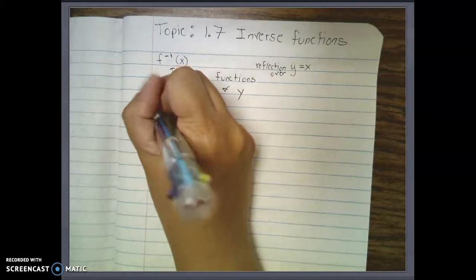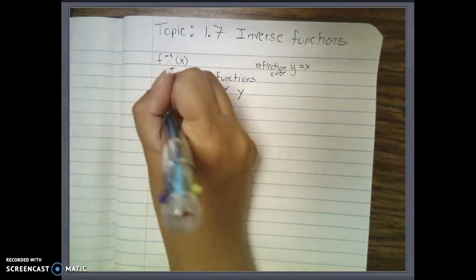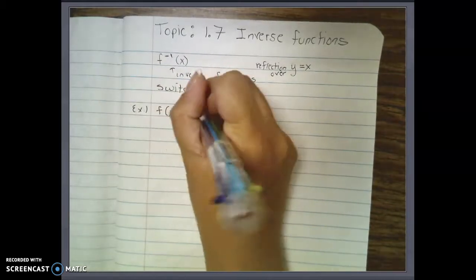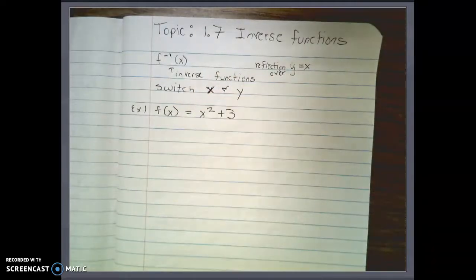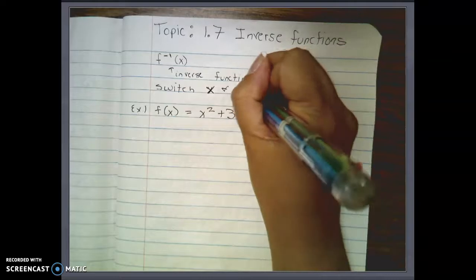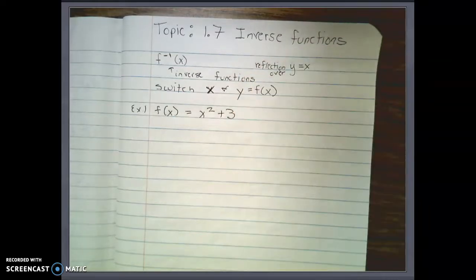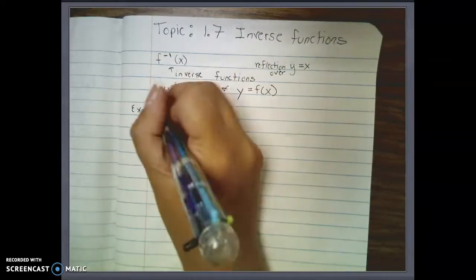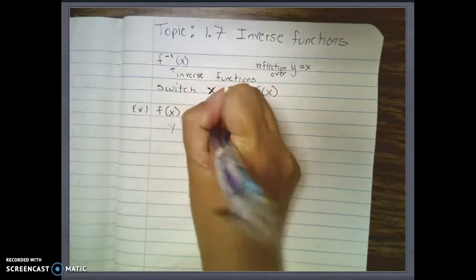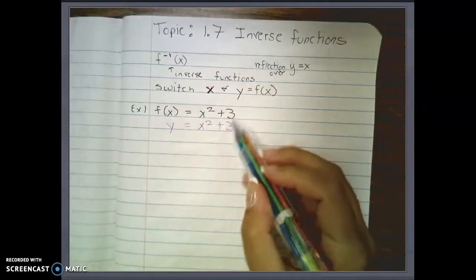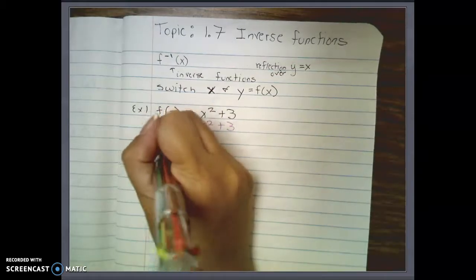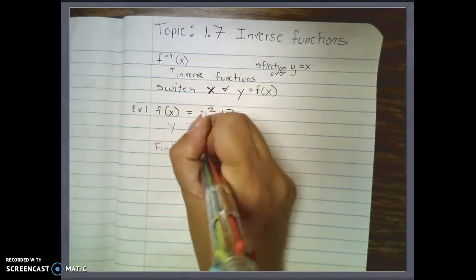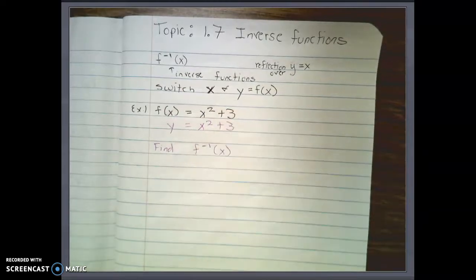So let's look at our first function. This is example 1. f of x is equal to x squared plus 3. Whenever you see f of x, you know that f of x is just another word for y. So if we change this f of x to y, y equals x squared plus 3. These are the exact same thing. So the question is asking me to find f to the negative 1 power of x. And what is that?